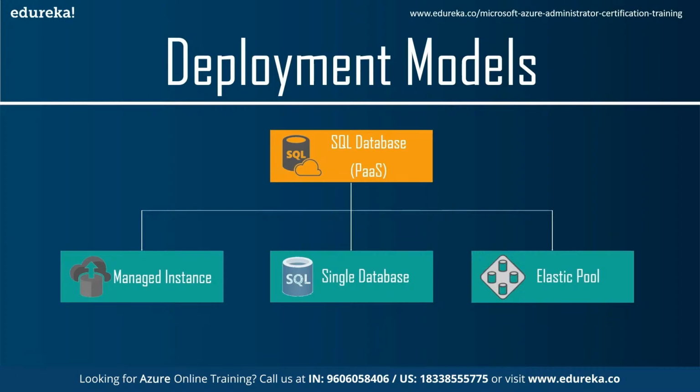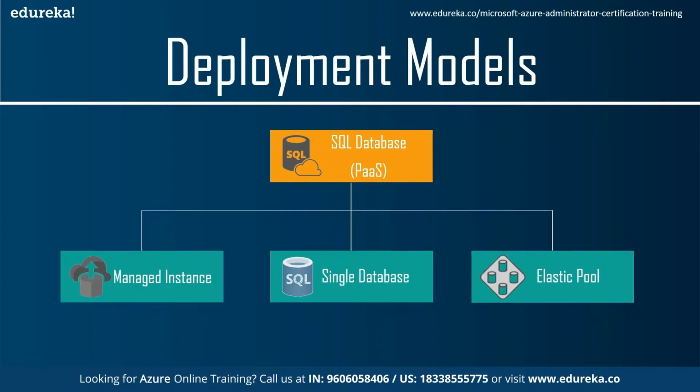Second is single database. A single database represents a fully managed, isolated database. You might use this option if you have modern cloud applications and microservices that need a single reliable data source. A single database is similar to a contained database in the SQL Server database engine. Last one is Elastic Pool.